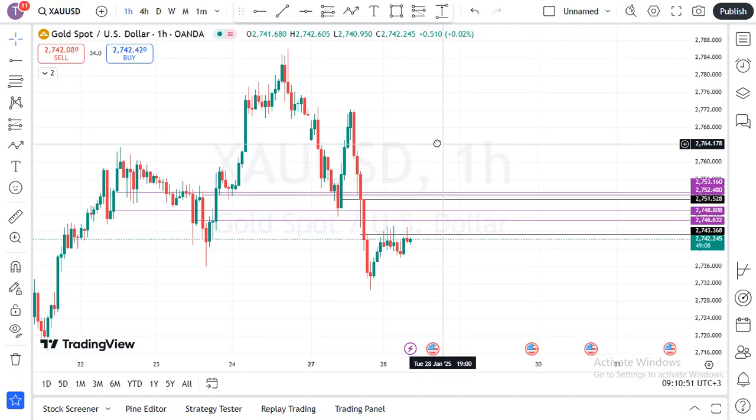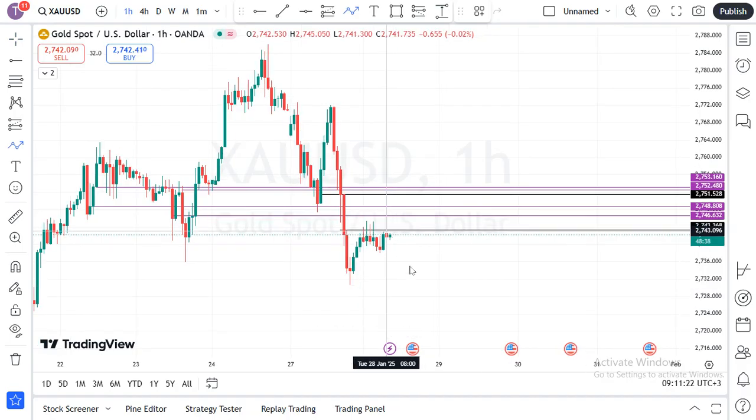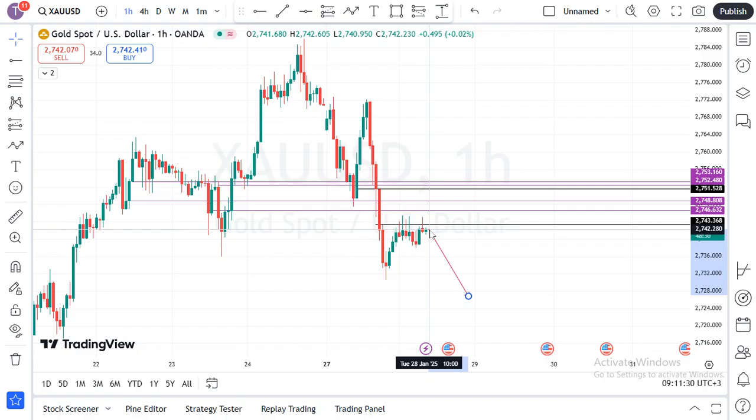Okay. So this area is a strong zone. There is a liquidity, and as you see, this liquidity has been taken. So what do you see? What do you think? So this liquidity was taken. So we are now dropping. Why? Because the market has to move after the liquidity grab.